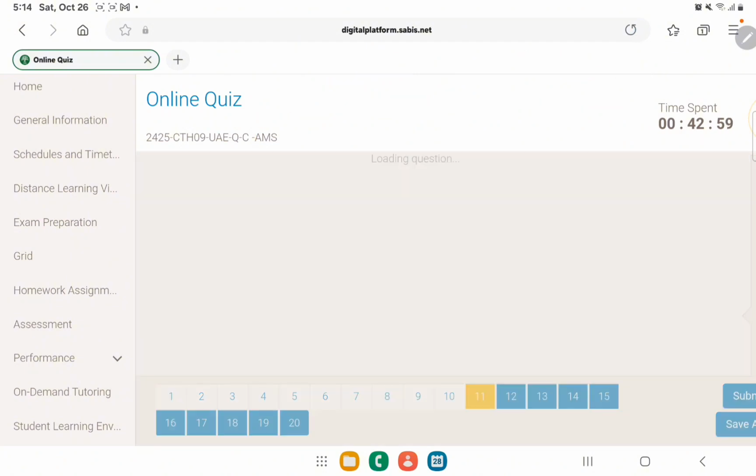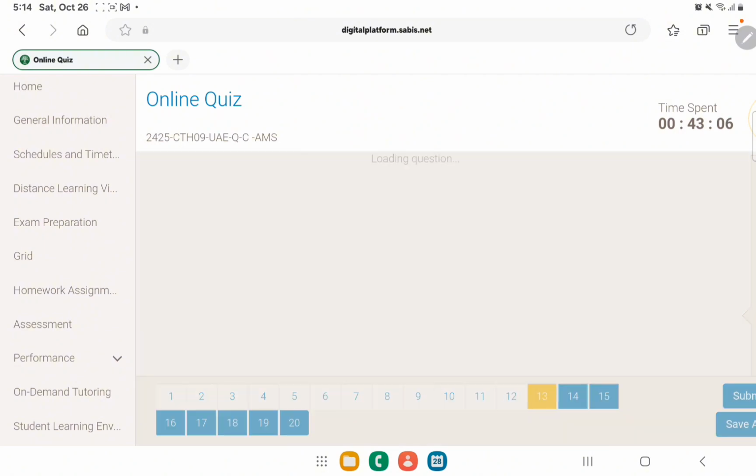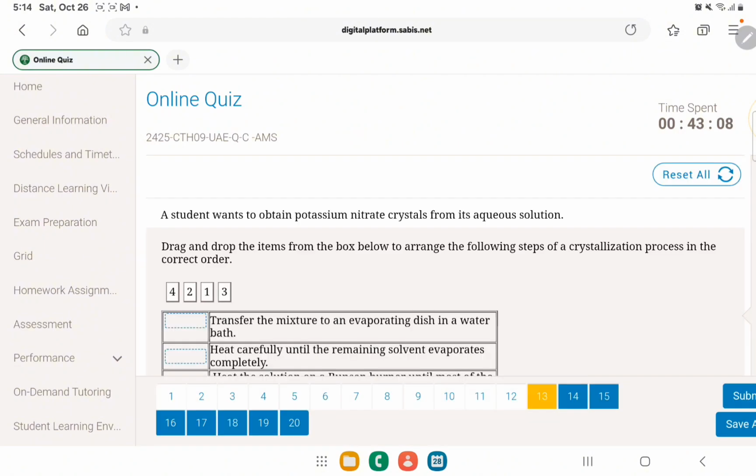So next question. At the equivalence point, H+ is equal to OH-. No, equivalence.